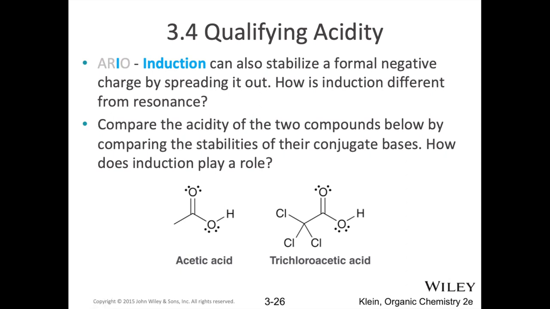Let's say now you have two molecules that are tied with the A and the R of REO. So for example, here we have two types of carboxylic acids. We have acetic acid, where again our acidic proton is attached to an oxygen. And again for trichloroacetic acid, once again our acidic proton is attached to an oxygen. All right, so the A is tied.